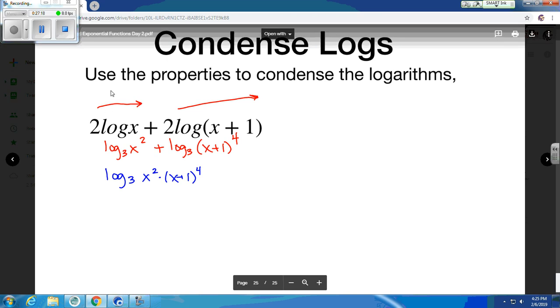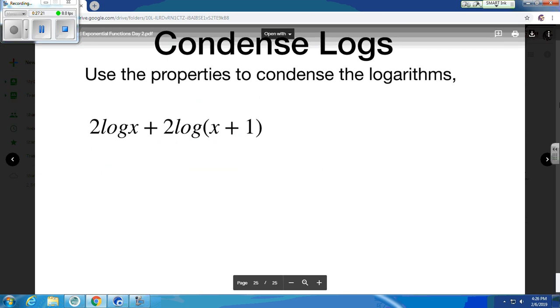Next problem, 2 log x plus 2 log x plus 1 will be rewritten as log of x squared plus log of x plus 1 squared. Condensing this will bring it back to multiplication. So I've got log of x squared times x plus 1 squared.